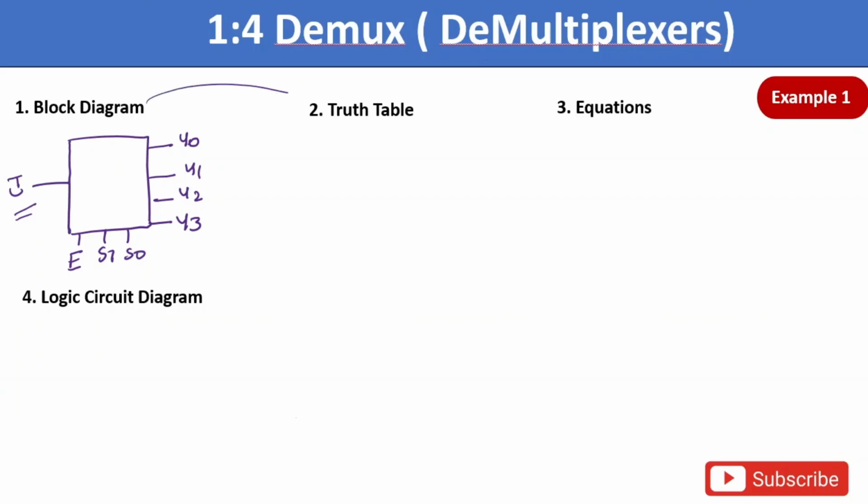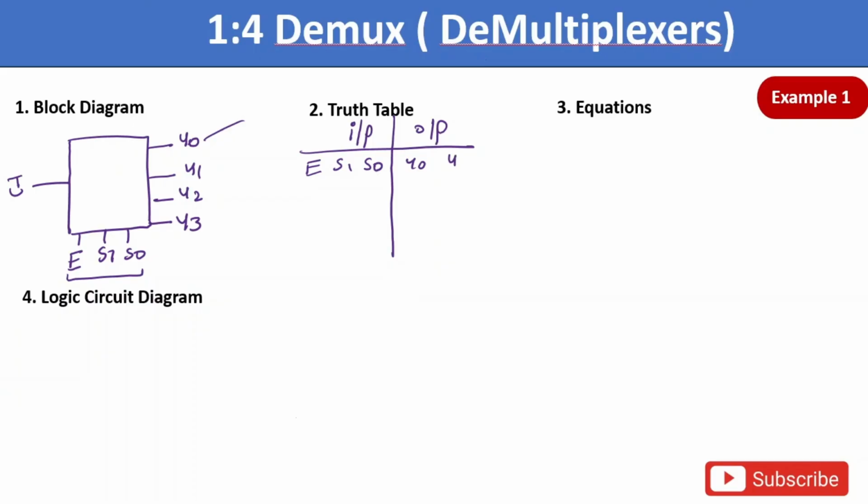Now using this block diagram, let us represent it in the truth table. The truth table will consist of input values and output values. Here my input values will be enable, S1 and S0, not I, because this I will come out as an output through one of these, which will be selected by the selection lines and enable. So we must take enable, S1 and S0 as the inputs. My outputs will be Y0, Y1, Y2 and Y3.